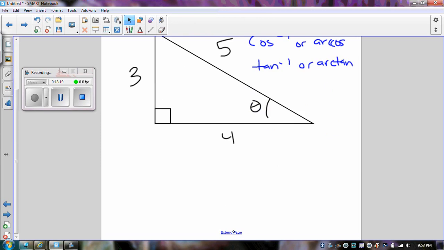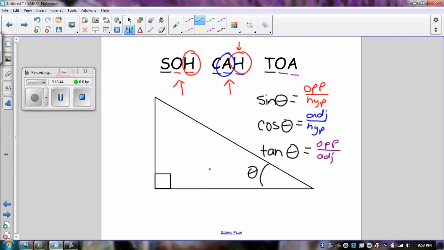So I'm going to go ahead and extend the page here, just so we have a little bit more space. And I'm going to go ahead and use the first one, which is inverse sine. So if I wanted to solve for theta, in this case, and I wanted to use inverse sine, what that would look like is inverse sine to the -1, and then in parentheses, you would want to put the values of the sides for sine. Remember, sine is opposite over hypotenuse.